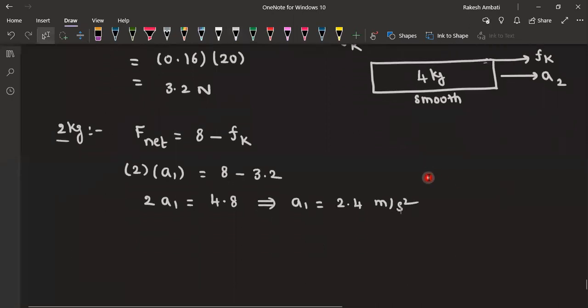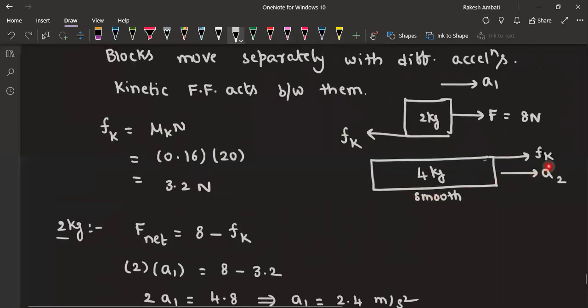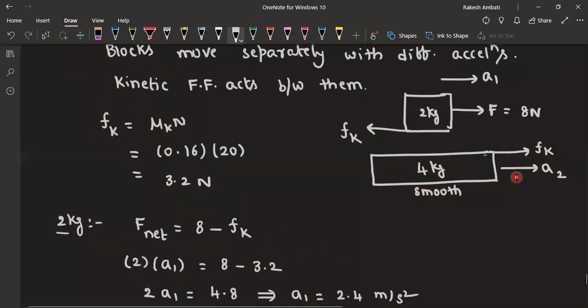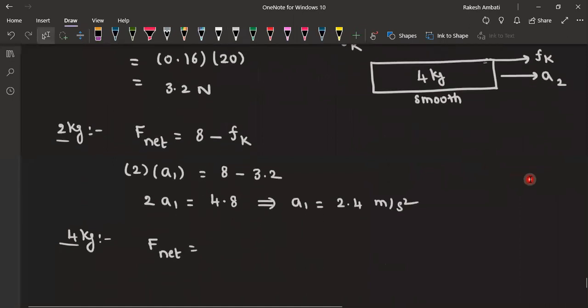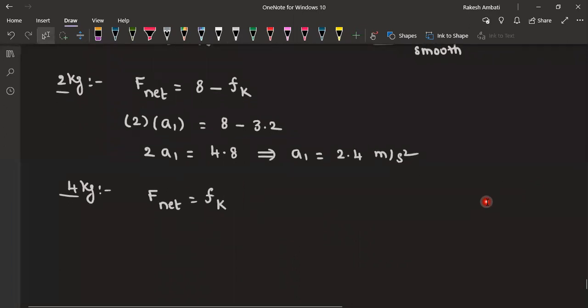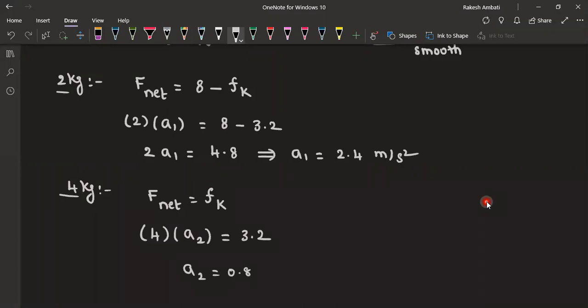In the same way, for the 4 kg block, what is the dynamic equation? What is the only driving force acting on it? Only Fk, the kinetic frictional force, correct. Resultant force means mass into acceleration. The mass is 4 kg and we are finding its acceleration A2. The kinetic frictional force is 3.2. Therefore A2 equals 0.8 meter per second square.